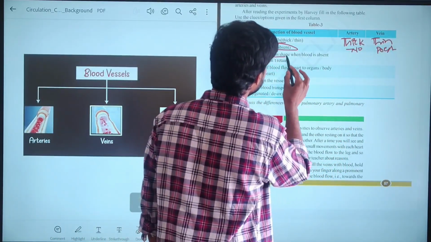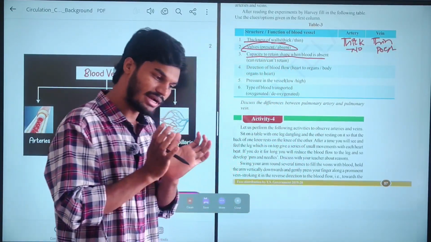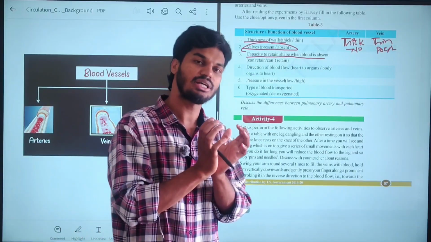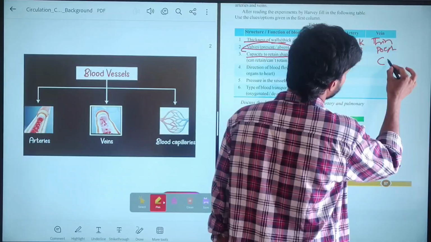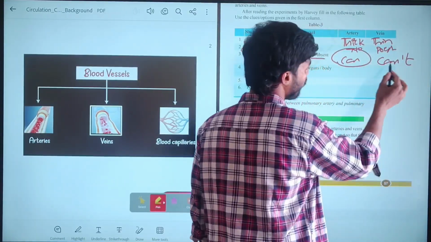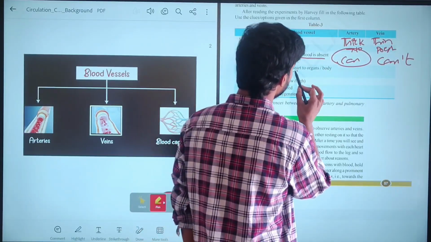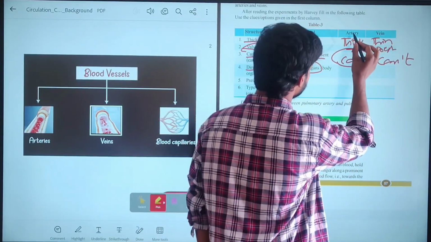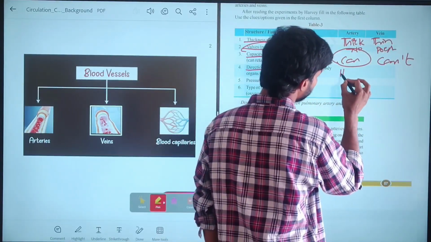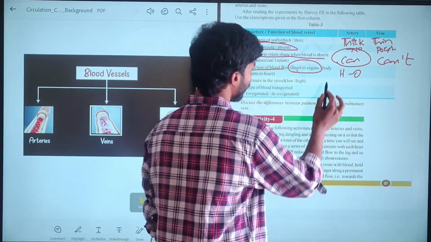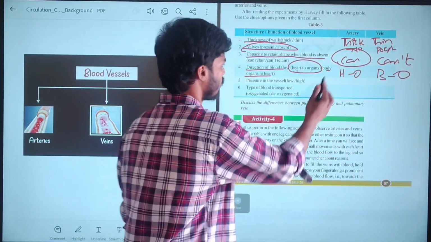Next, the capacity to retain shape when the blood vessel is empty. Arteries are able to retain their original shape, but veins are unable to retain it. Next, the direction of blood flow. Heart to the organs, that is artery. Body to the heart, that is vein. Veins carry deoxygenated blood and arteries carry oxygenated blood.